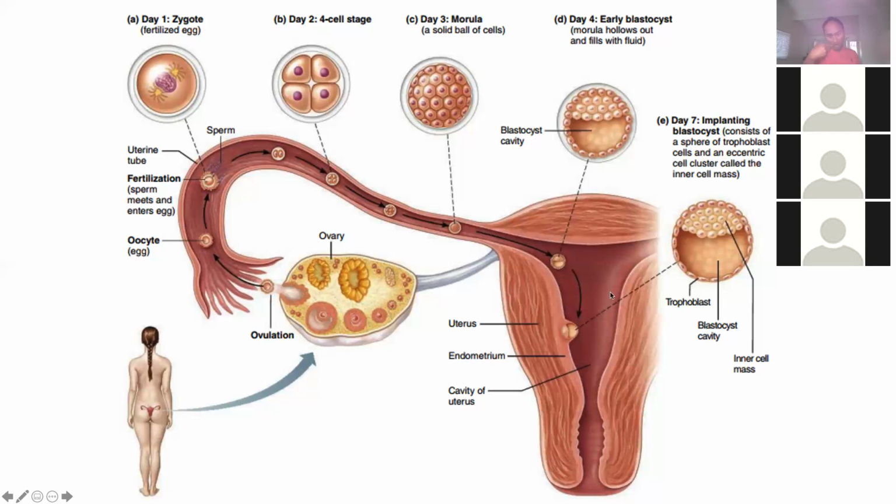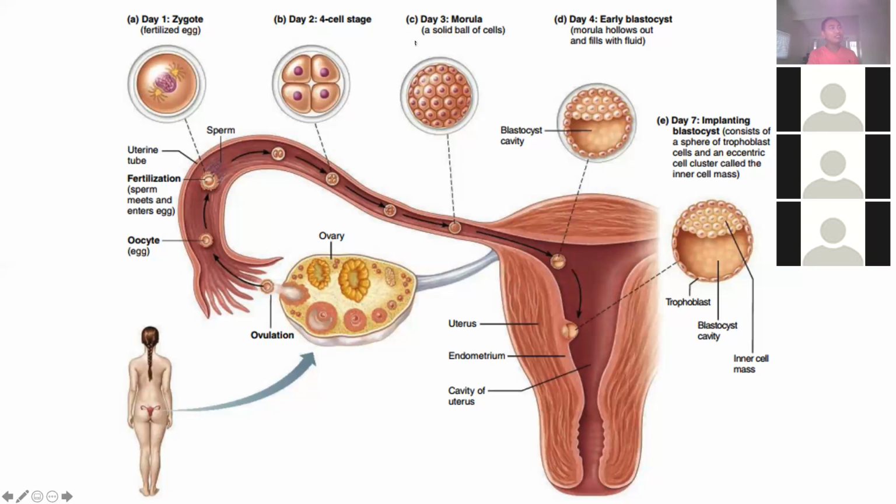Along its way from the lateral 1/3 of the fallopian tube, to the middle 1/3, to the medial 1/3 of the fallopian tube, as you can see, it goes from 1 cell to 2 cells, 2 cells to 4 cells, 4 cells to 16 cells, and so on, before it gets into the uterine cavity. Let's say at the end of day 3, at the beginning of day 4, there will be about 60 cells, 6 and 0, 60 cells.